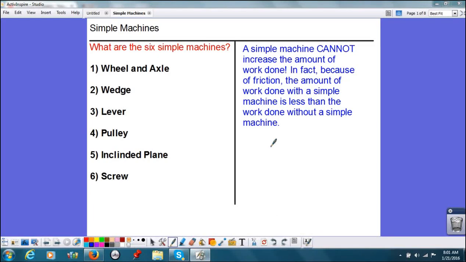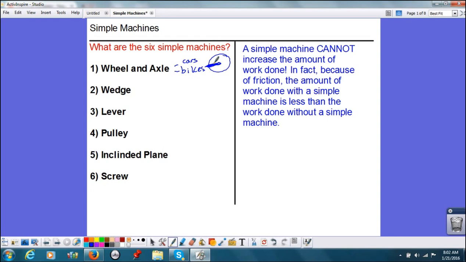Simple machines. There are 6 different simple machines. The first one that we'll talk about is the wheel and axle. You've seen these before in cars and bikes. You've got the big wheel and then you've got an axle coming out of it, and they both spin around.